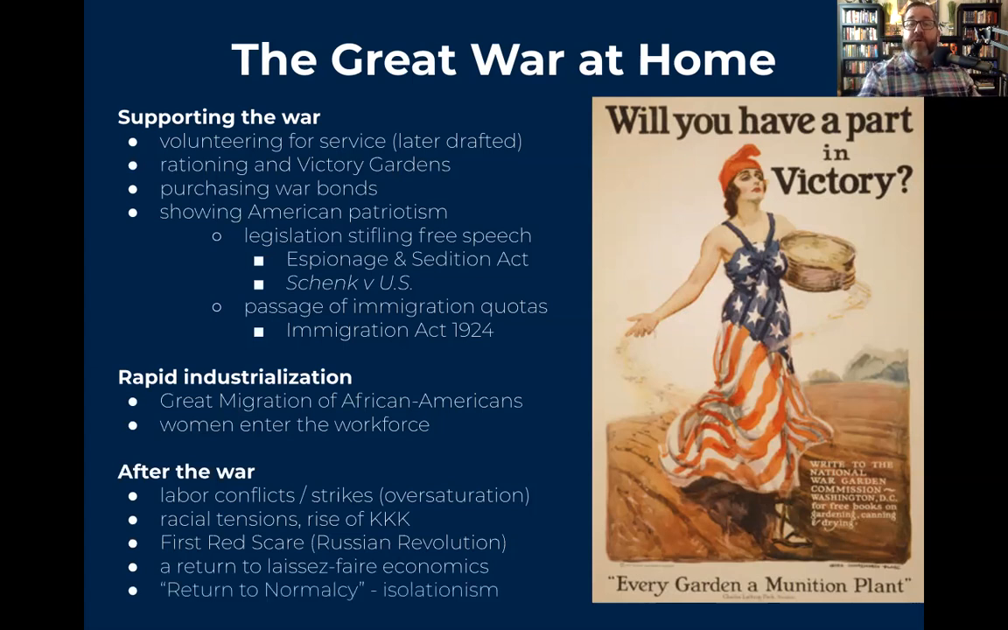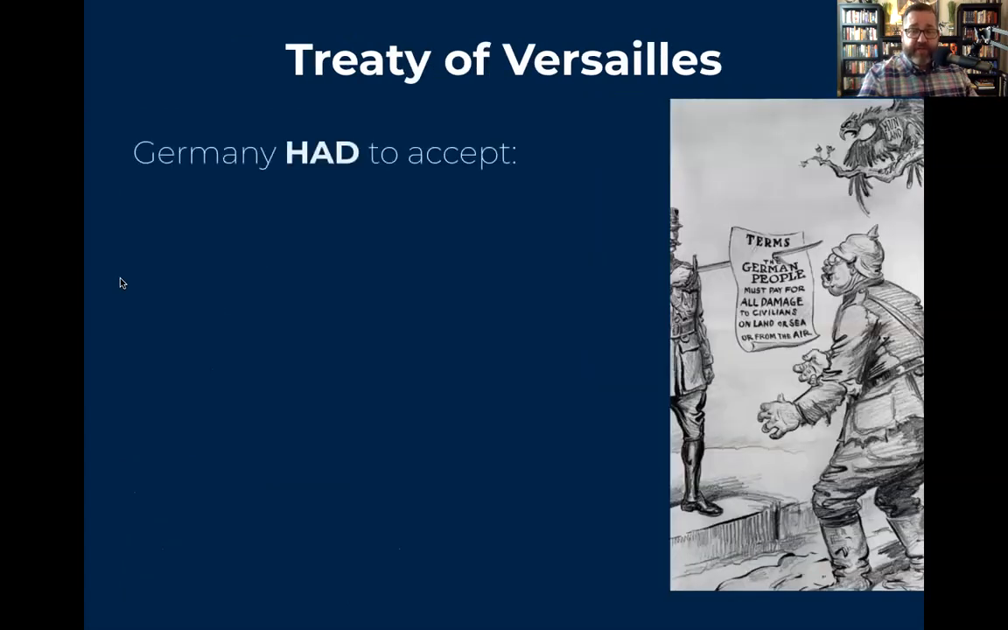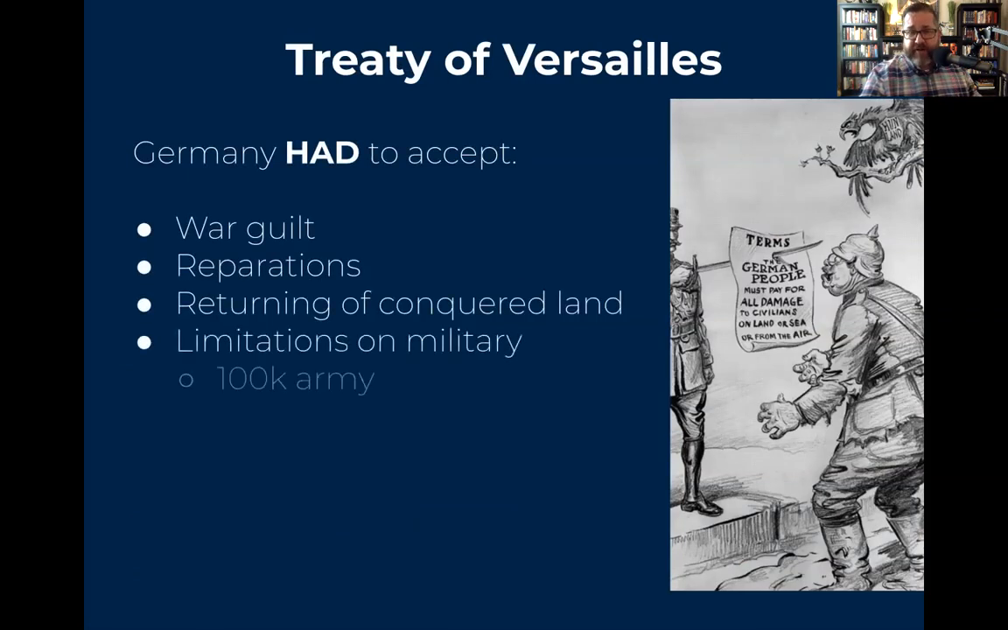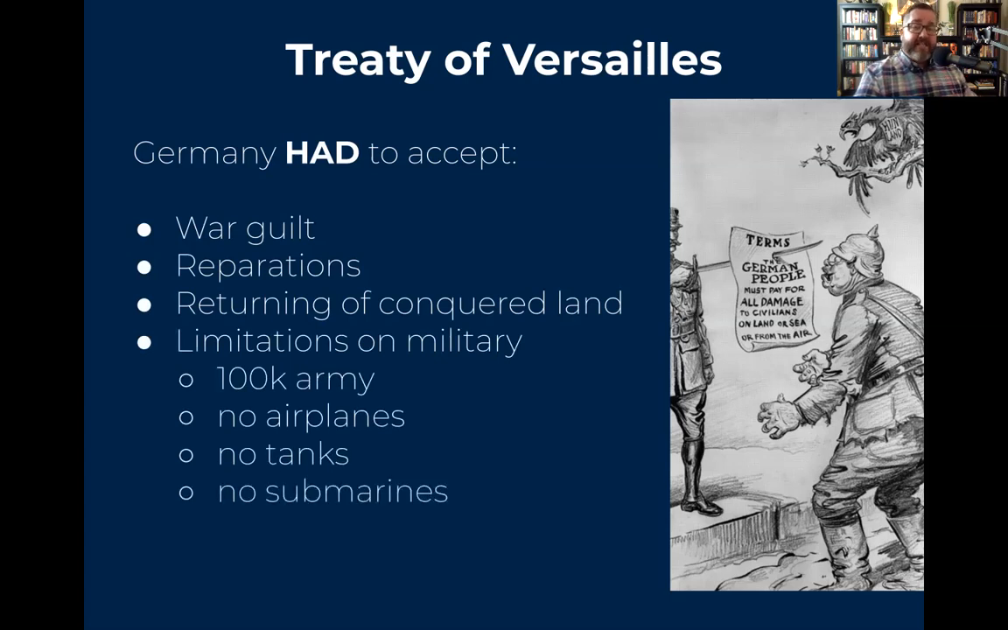But before we get to the Roaring Twenties, we need to clean up a few things on the international front, and that is Woodrow Wilson and the Treaty of Versailles. Remember, Germans had to accept a war guilt, reparations, returning of their conquered land, and really limiting the size of their military. This was, in essence, some of the earliest causes of World War II.